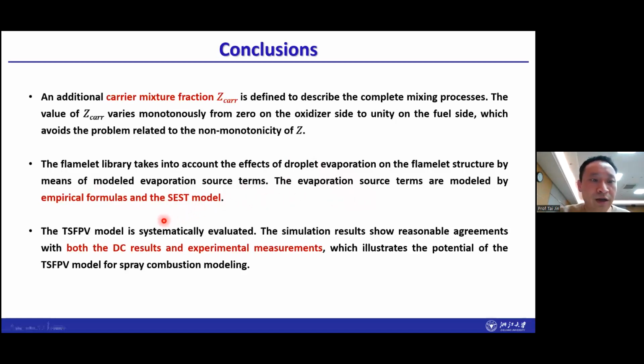And at the last, the TSLP model is systematically evaluated against both the DNS results and also the experimental measurements. And the results have shown that the agreement is quite good. And we are looking forward to a bigger future for the use of the TSLP model for spray combustion modeling.